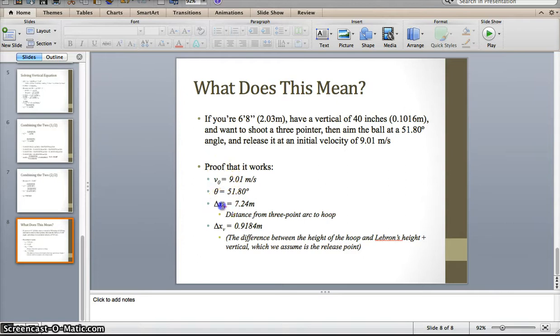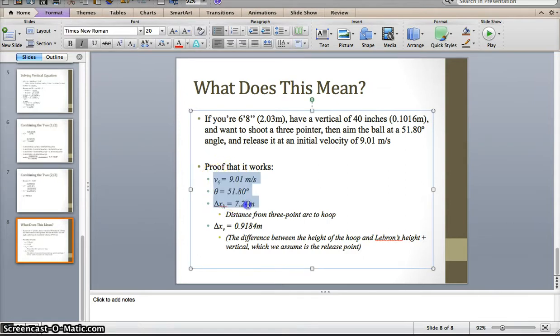So this is our proof that it works. Using these conditions, velocity equals 9.01 meters per second, theta equals 51.8 degrees, delta x_h, which is the change in position horizontally, which is the distance from the three-point arc to the hoop, is 7.24 meters, and delta x_v, which is the vertical change, is almost 1 meter, 0.09184, which is the difference between the height of the hoop and LeBron's height plus vertical, which we assume is the release point.